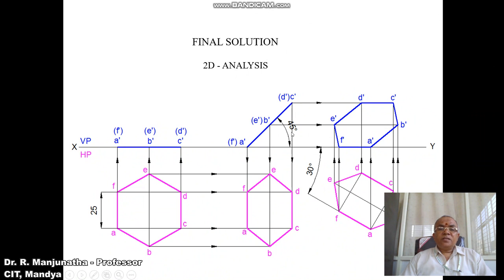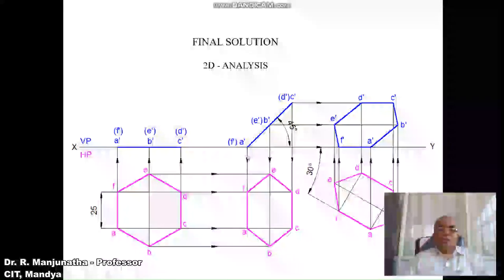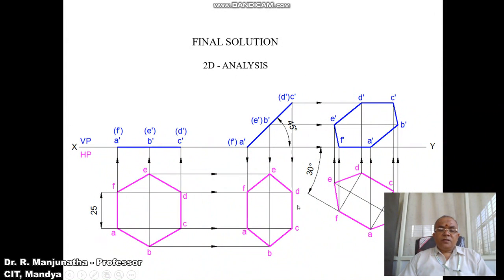Similarly, draw a vertical projector from C dash and D dash to the top view, and draw a horizontal projector from C and D. Both will intersect at these 2 points, and you mark this point as C and D. Then join A to B, B to C, C to D, D to E, E to F, and F to A with a dark line, so that you will get the second position.